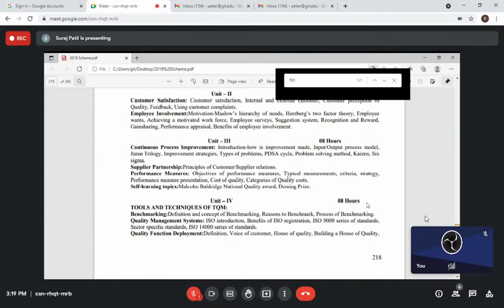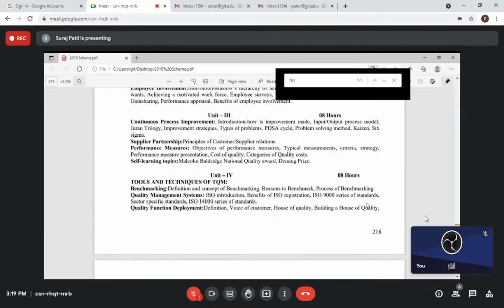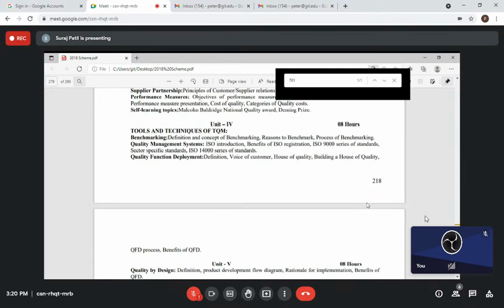Some are imported from Japanese teachings, and then you have supplier partnerships, principles of customer and supplier relations, and performance measures. How do you measure performance? There are different measuring techniques. Then you have a self-learning topic called the Malcolm Baldrige National Quality Award and Deming Prize. The self-study topics are also very easy to understand. Then the last chapter is tools and techniques of TQM.